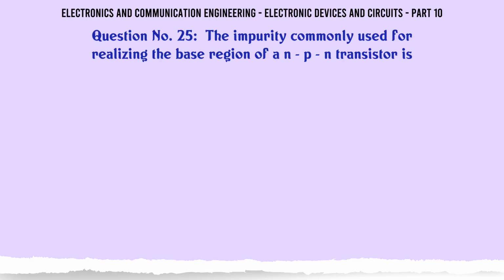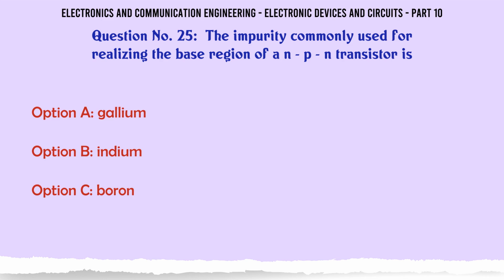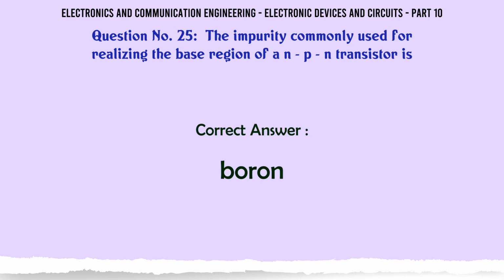The impurity commonly used for realizing the base region of an NPN transistor is A. gallium, B. indium, C. boron, D. phosphorus. The correct answer is boron.